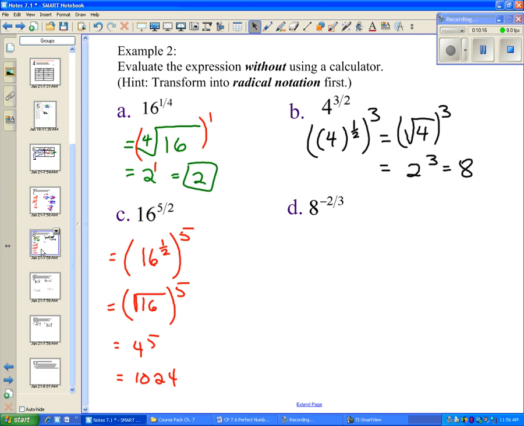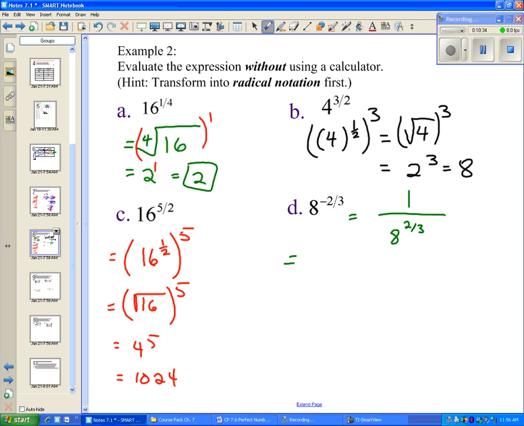So let's try letter D. Let's do this one in green. And again, the first thing I'm going to take care of is that negative right there. I'm going to write this as 1 over 8 to the 2/3 power. Get rid of the negative.